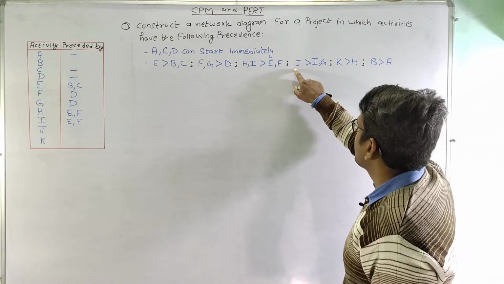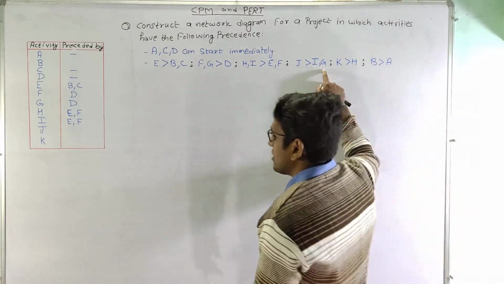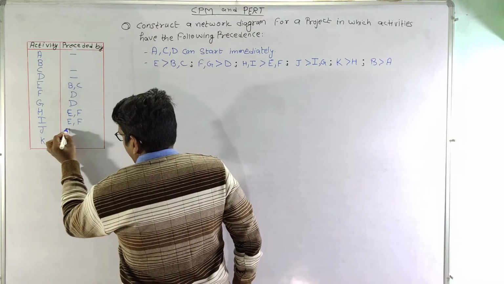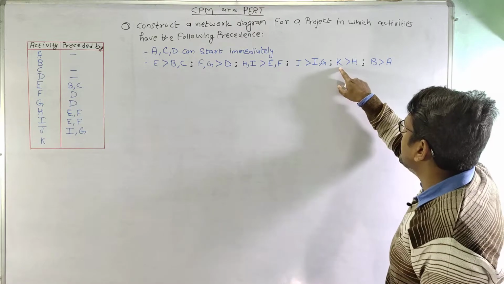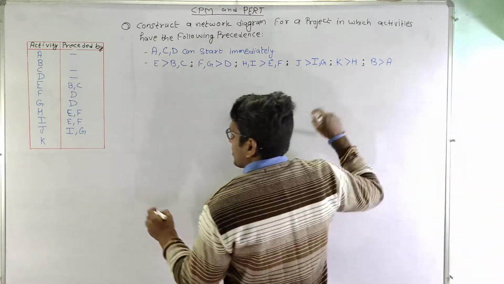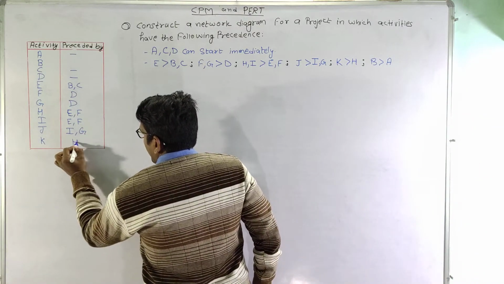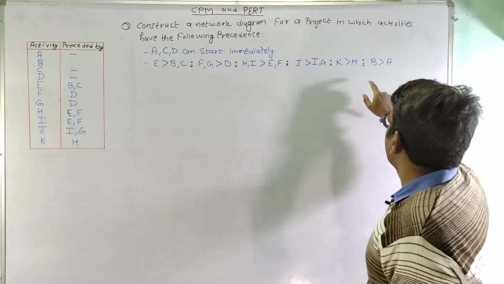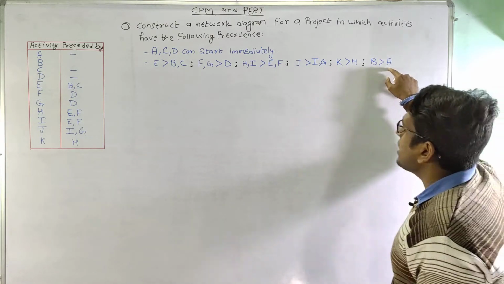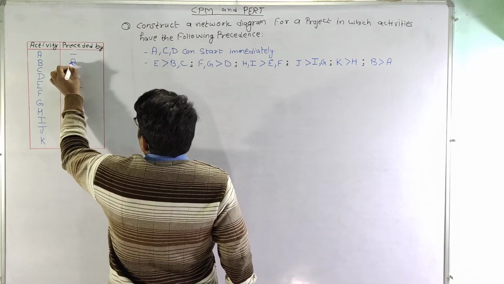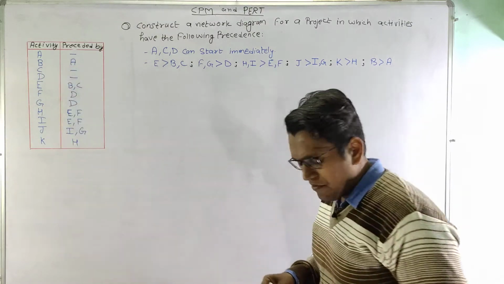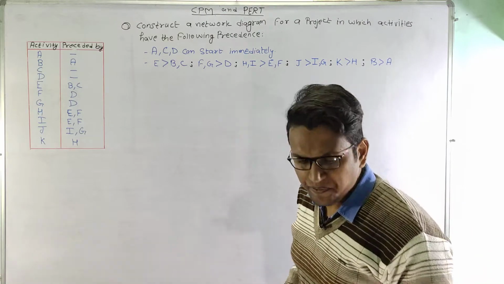Activity I is also preceded by E and F. Now J is preceded by I and G, and activity K is preceded by activity H. So K is preceded by activity H, and at last B is preceded by activity A. So activity B is preceded by activity A. So here we have the precedence relationship.